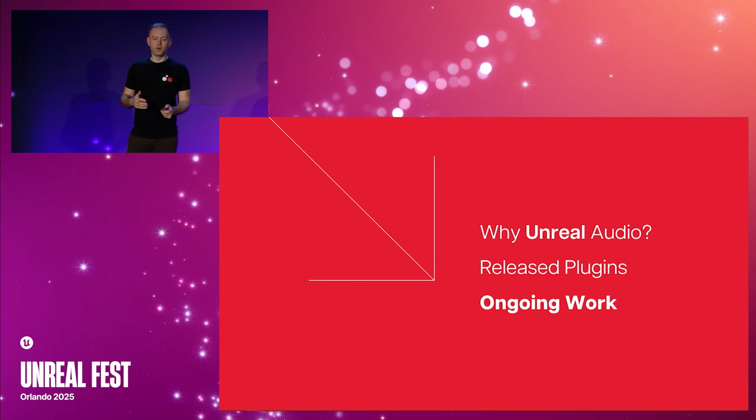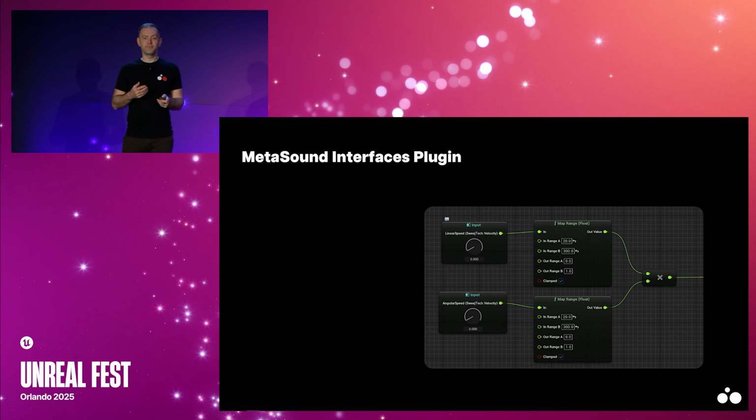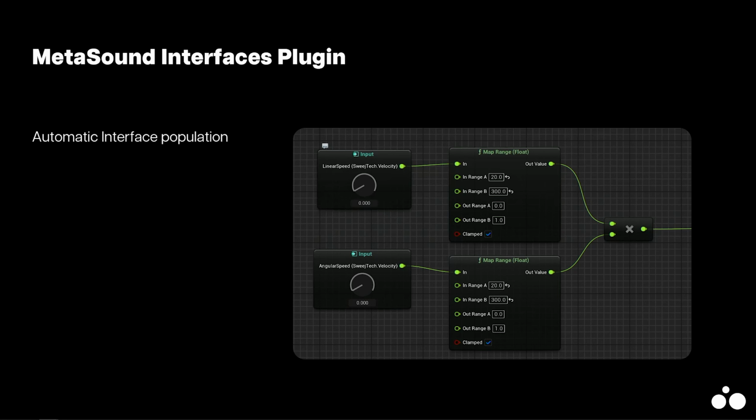So now I'll go through some ongoing work and the extension points that we are exploring there. Our MetaSound interfaces plugin is a utility plugin to provide automatic interface population to individual MetaSounds. This means for anything supported, you just add the interface to a MetaSound, and it provides the data without having to hook it up in Blueprints, which can save a huge amount of time and tedious work.